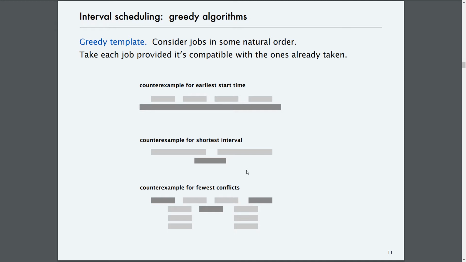The counterexample for fewest conflicts is a bit more tricky. So this one will have 3 conflicts. Each of these here will have 4 conflicts. This will also have 4 conflicts. All of these have 4, and this one has 3. This one only has 2. So we would first take this one. Then we would take this one and this one. And now we can't take any more. So we only get 3. However, we could have taken these 4.